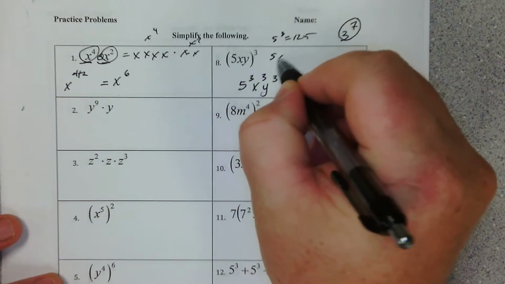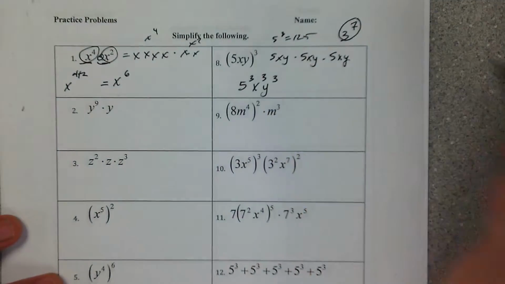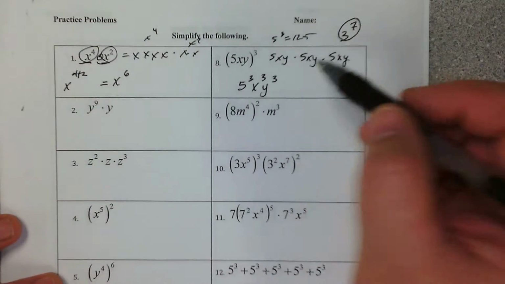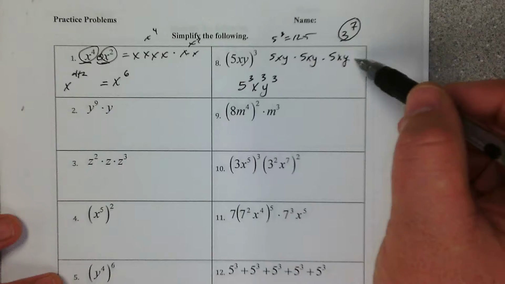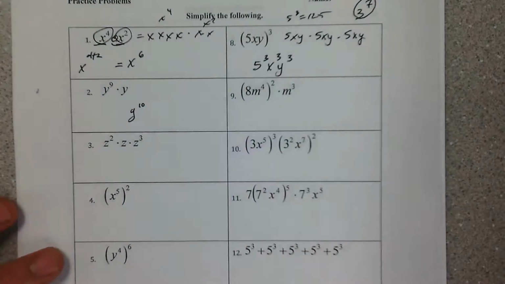This right here means 5xy times 5xy times 5xy. When you're multiplying, you can change the order, right? So 5 times 5 times 5, that's 5 cubed. X times x times x, x cubed. And y times y times y is y cubed. Boom, done. This is y to the 10th for the same reason.